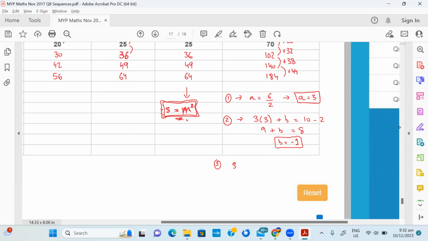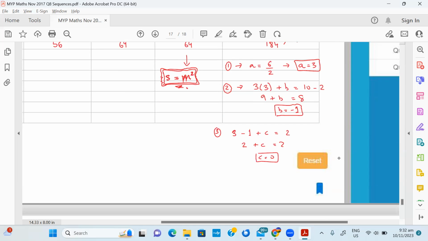A, which is 3, plus B, which is minus 1, plus C equals the first term, which is 2. So 2 plus C equals 2, so C is equal to 0. So your final answer is going to be something like u of n is equal to 3n square minus n. But these are not the symbols that I need to use.